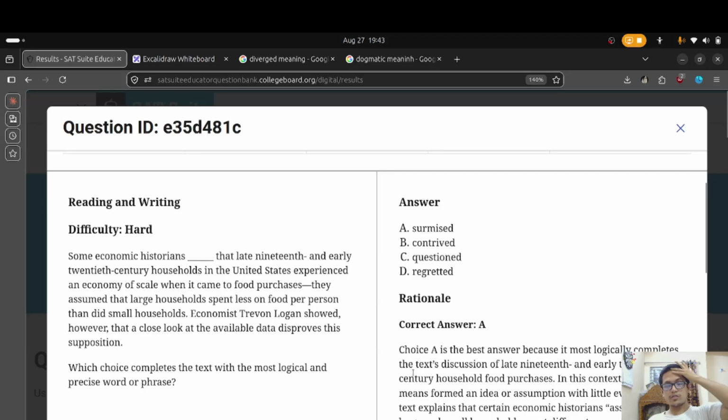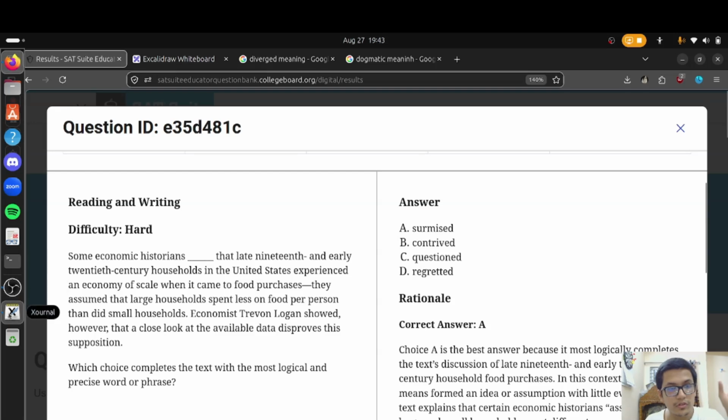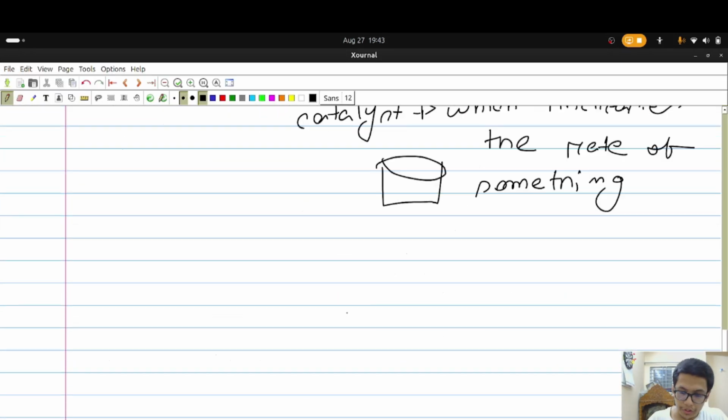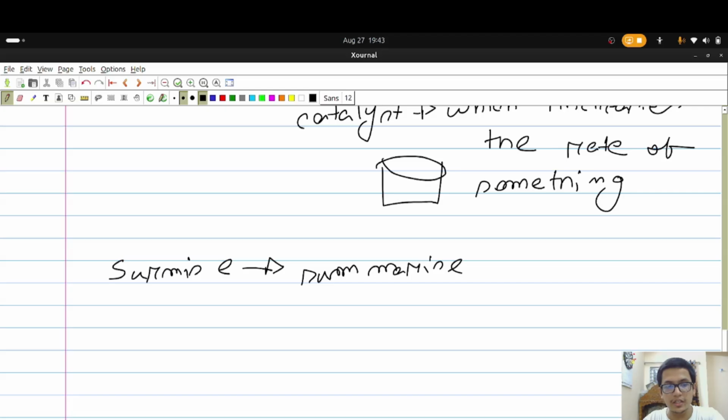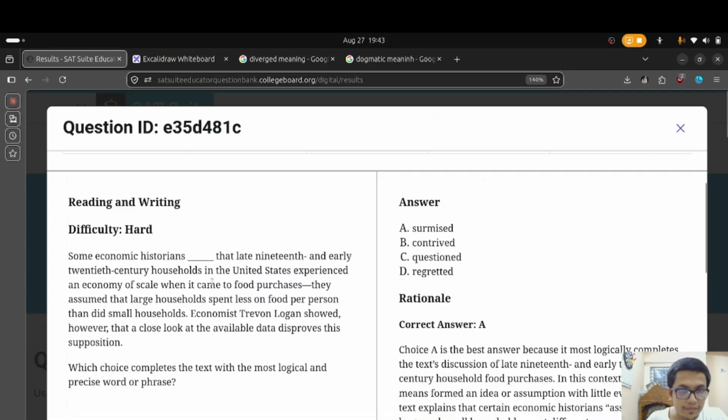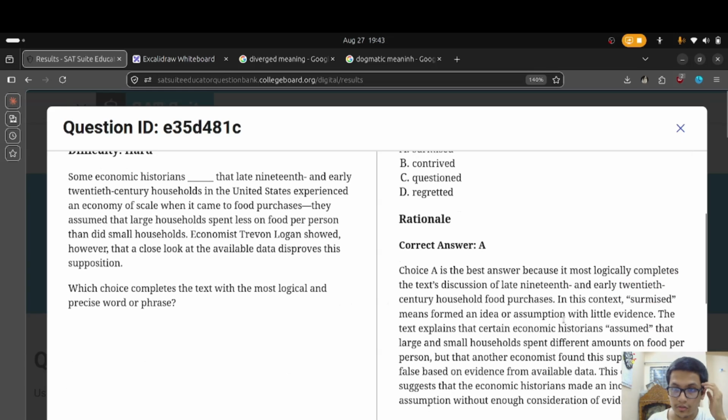Yeah, surmised. Now I don't know the meaning of surmised or contrived, but how did I do it? Let me tell you. Whenever you see the word surmise, it kind of sounds like the word summarize. So what they did in the passage, they summarized what happened with large households who spent less on food per person than did small households. So that's why the answer should be choice A, because it explains.